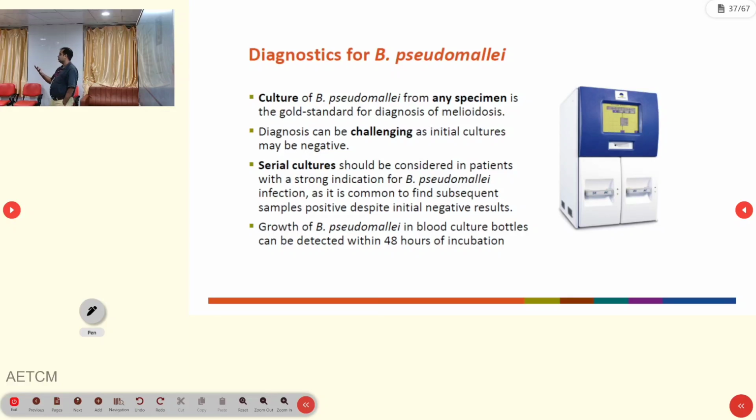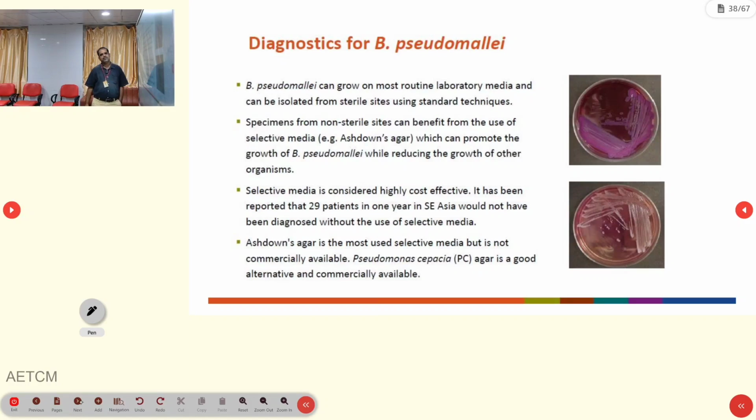Cultures may not come positive. If culture doesn't come positive and you have a strong suspicion, send one more sample, again. And tell the lab that you are suspecting pseudomallei. We'll also put extra effort from our side to pick it up. If pneumonia is the most common, you send your respiratory sample and write query melioidosis on the request form. We will use selective media so that yield is better.